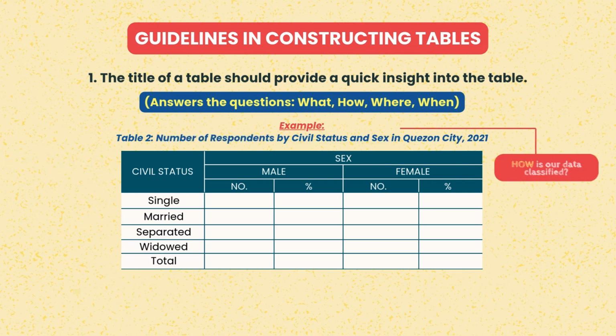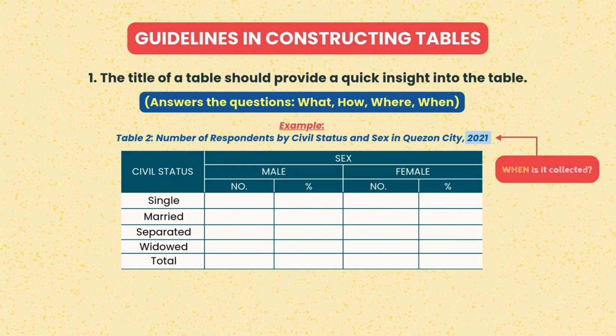Now, how about the how part? How is it classified? Our example is classified by civil status and sex. Where is it collected? In Quezon City. And lastly, when is our data collected? Year 2021.